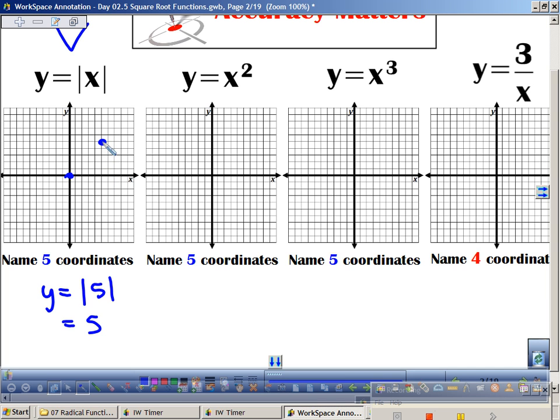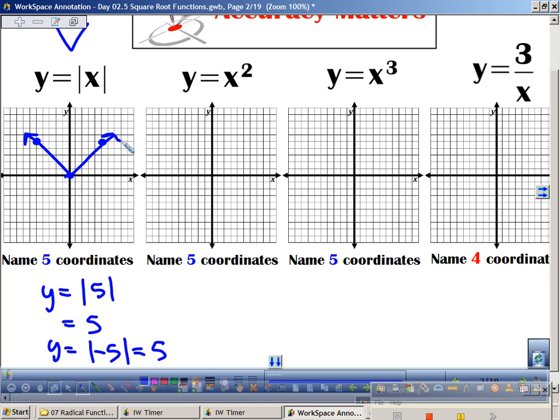Well, I know it should also be symmetrical, right? So if I put in negative 5, I should also get 5. But I'm just going to check. Is the absolute value of negative 5 5? It is indeed. 1, 2, 3, 4, 5. So if I put in negative 5, I'm going to get 5.